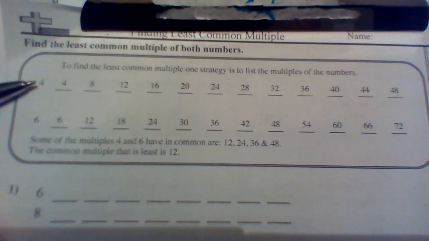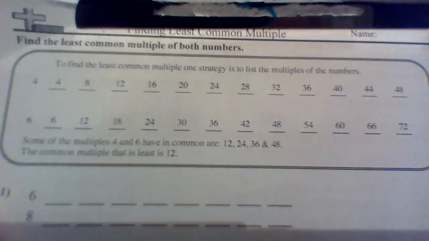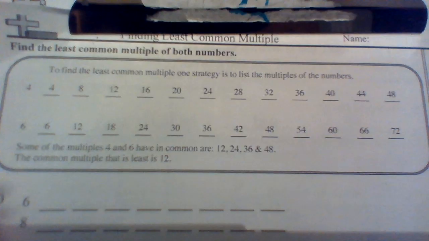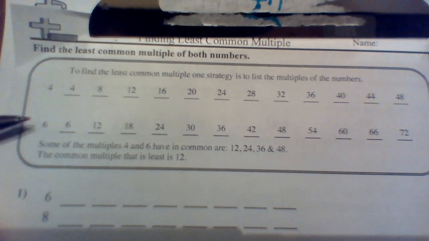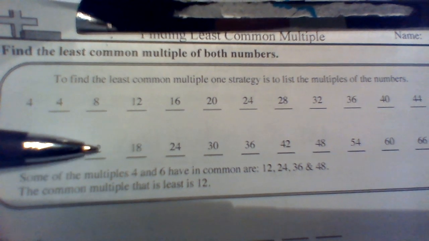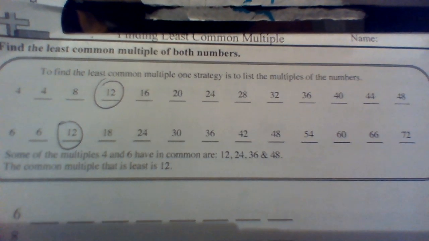My example is 4 and 6. I listed the multiples, and you can see the numbers here. Then I'm going to find the least, which means the smallest. I'm taking a look, and 4 is on here. I already know 4 is less than 6, so I knew 4 wasn't going to be on the list of 6. But when I look, I went to 12. So here's my 12. My least common multiple is going to be 12.